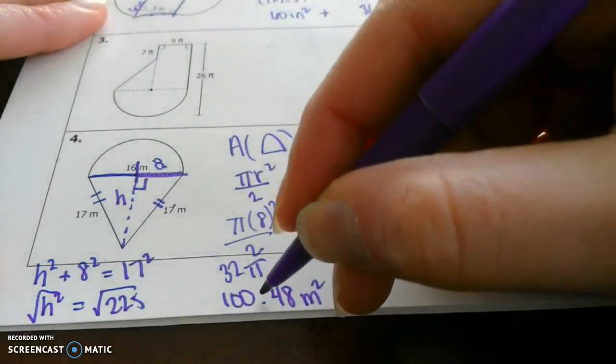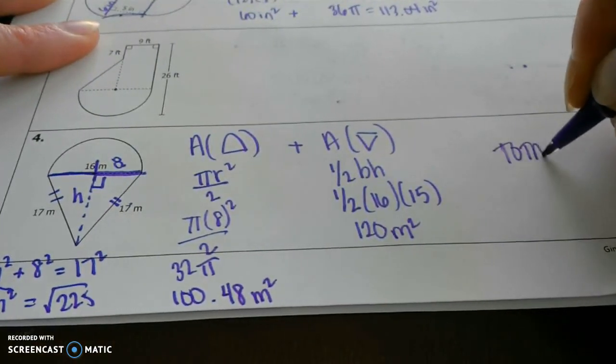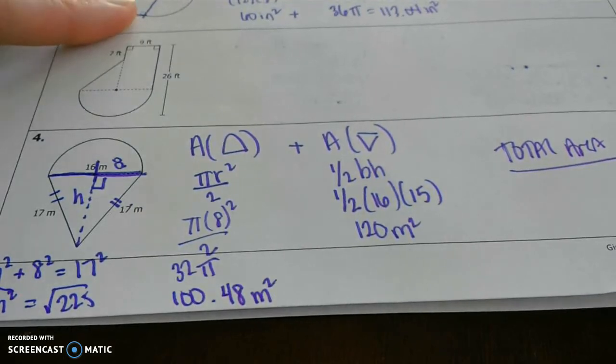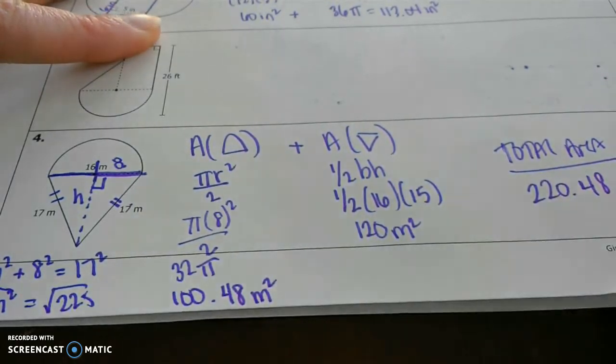So now I need to take these two areas, add them together. When I add them together, my total area is going to be 220.48 meters squared.